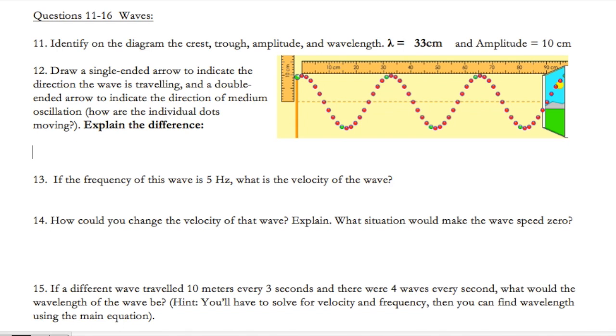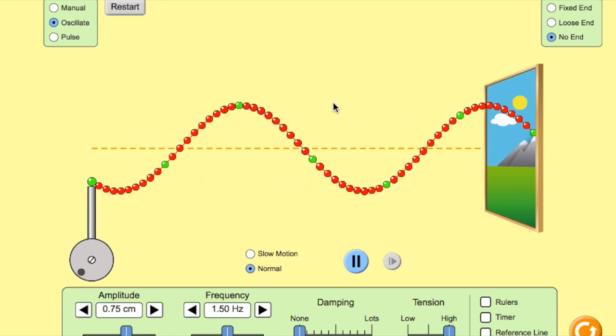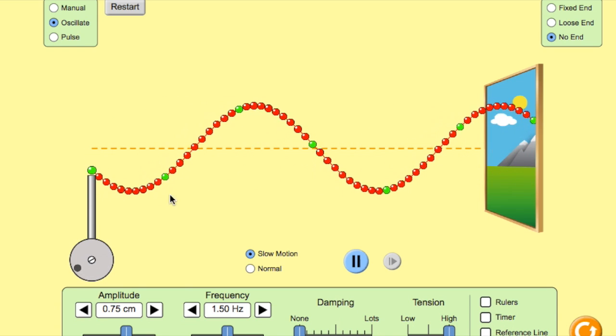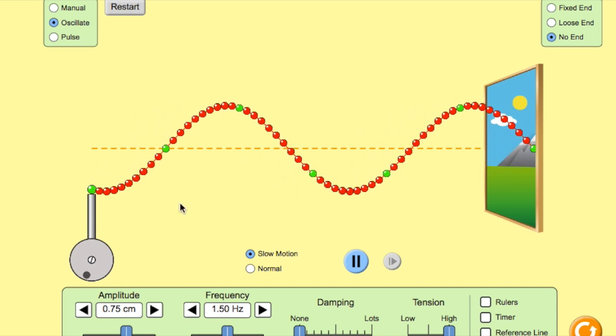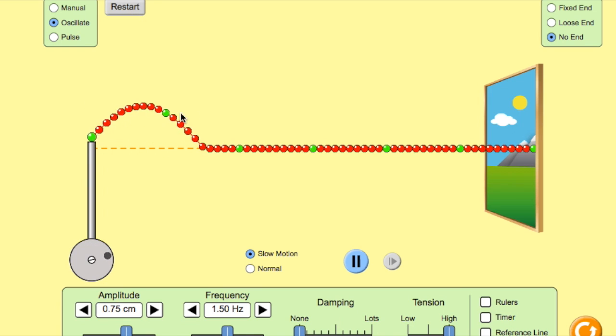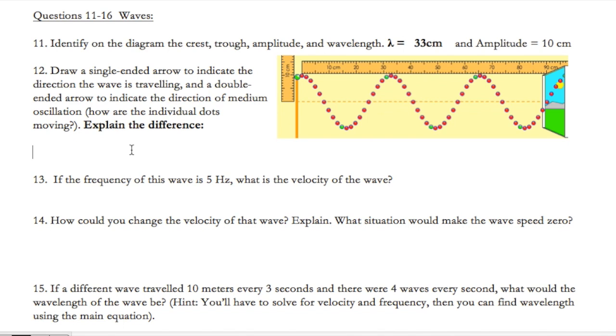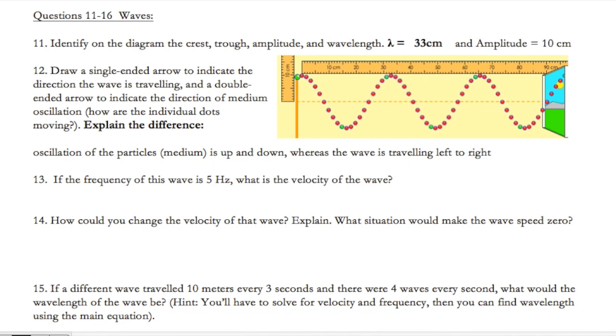So what's the difference between the way that the dots move and the direction the wave is traveling? So we've got our wave on a string situation, right? If we watch this one green dot, we can see that it's only going up and down, whereas the wave, restart this, the wave is clearly going from left to right. So the difference is that oscillation of the particles, the medium, is up and down, whereas the wave is traveling left to right.